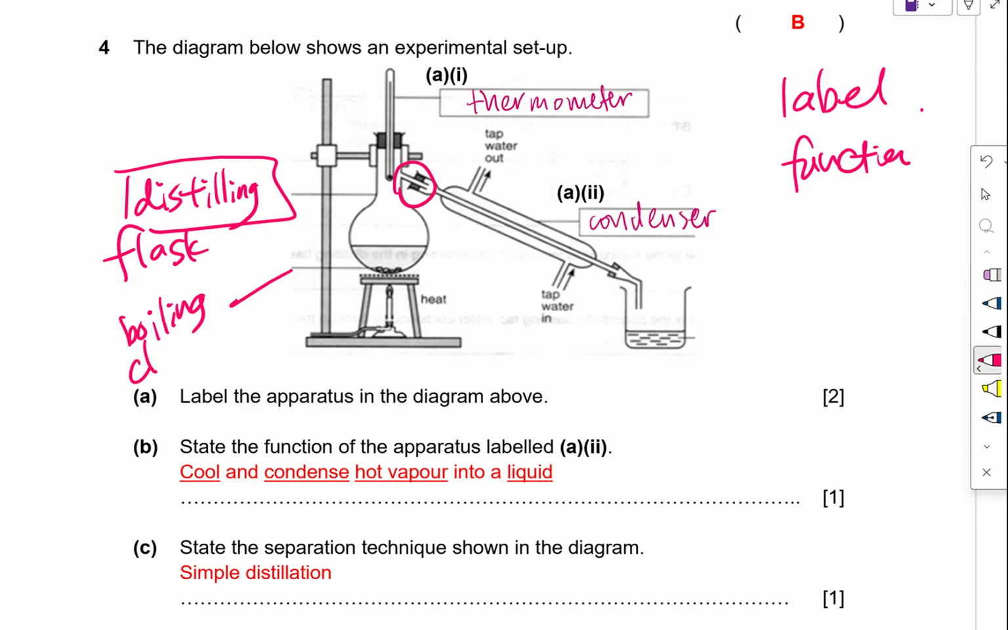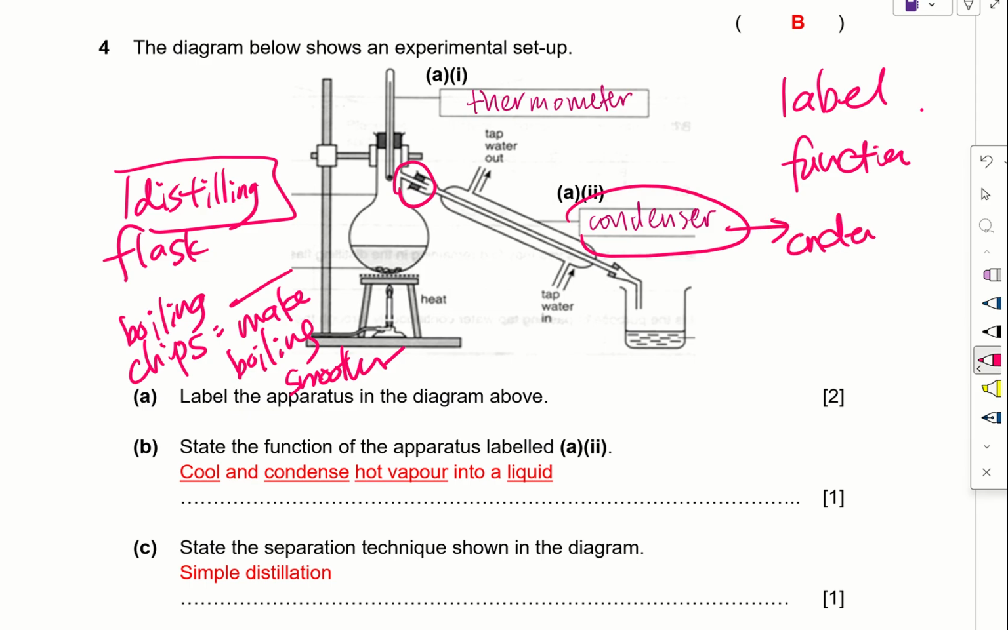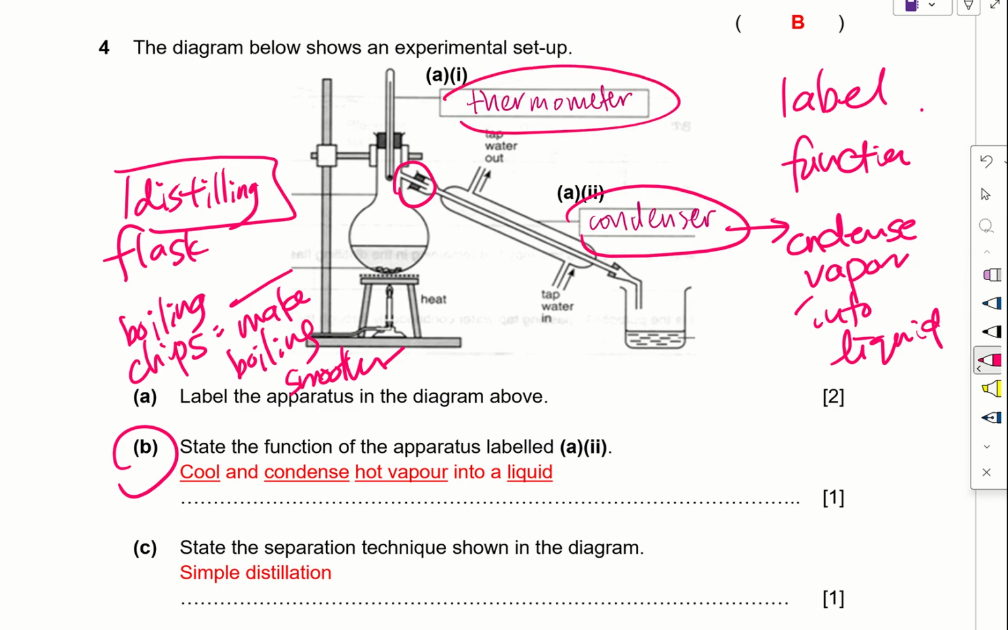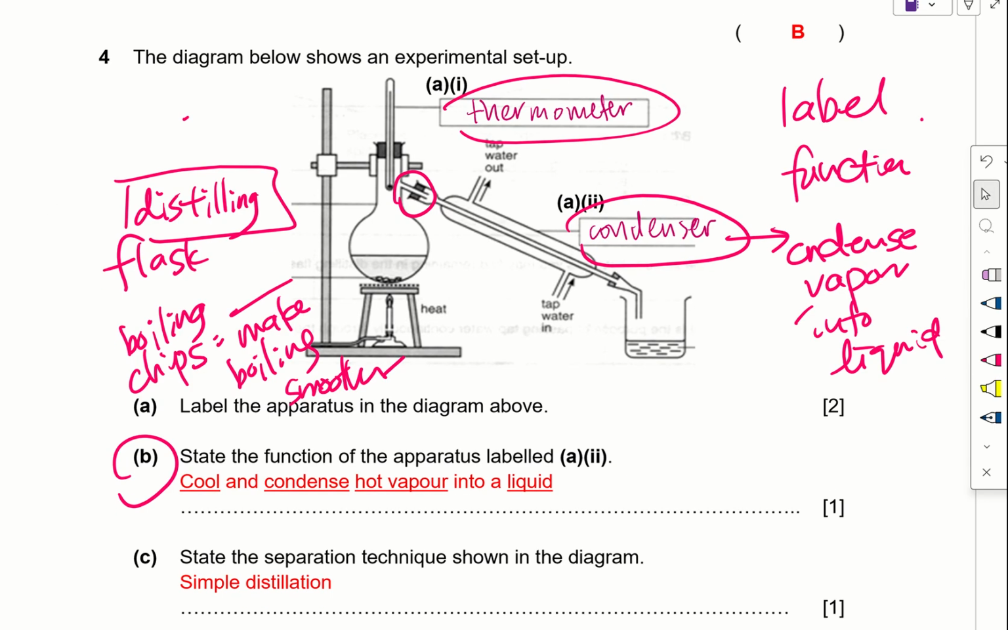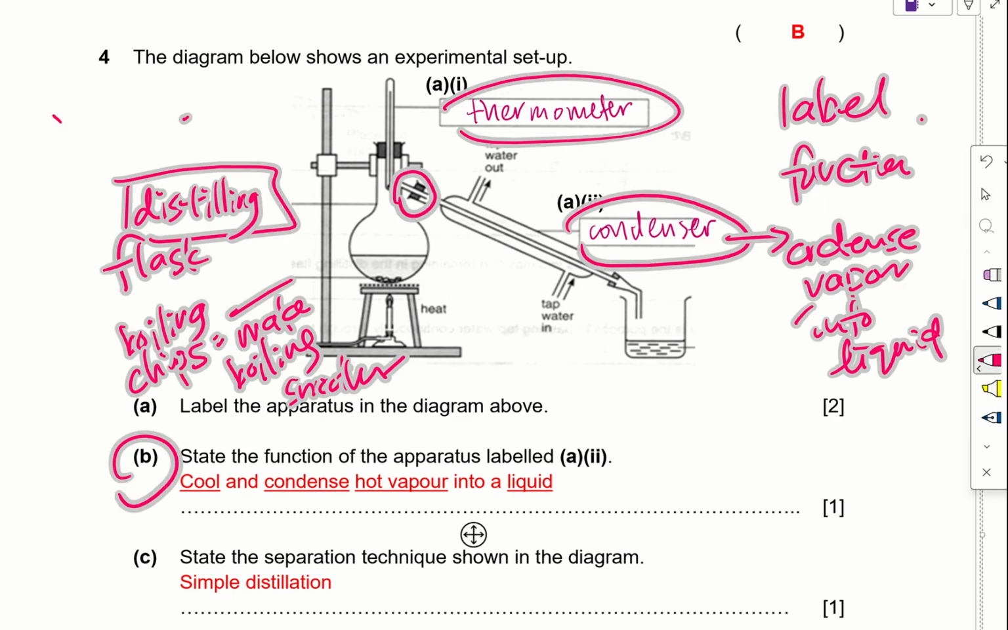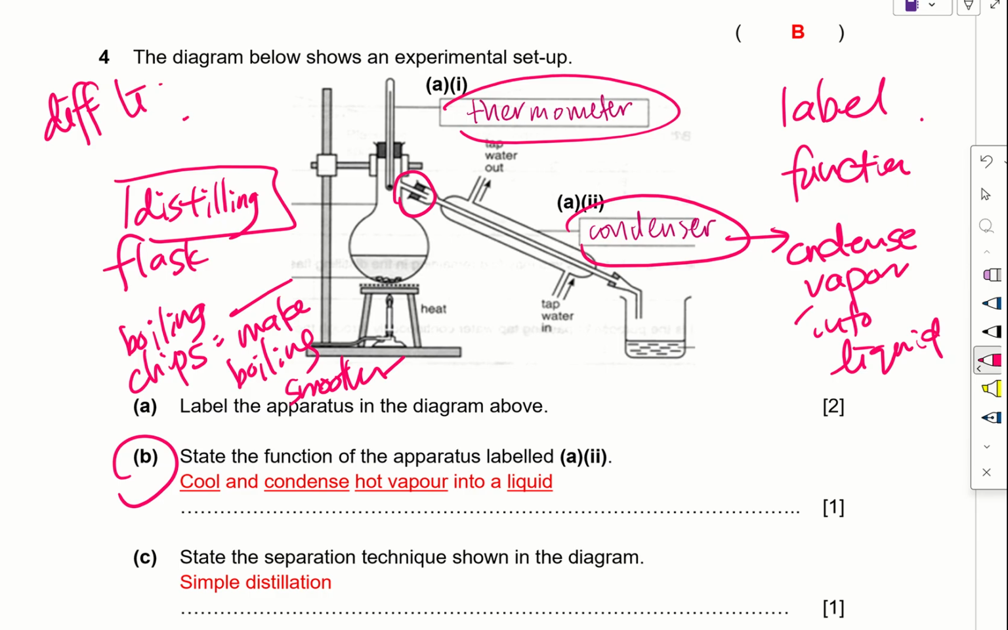What is the function of the boiling chip? Is to make the boiling smoother. Okay, so the condenser is to condense vapor, the hot vapor, into liquid. Okay, so actually it is being asked over here. Okay, what's the thermometer? Because the vapor, it may, so then we have to ask ourselves, what is the purpose of distillation? Basically, it is to separate different liquid with different boiling points.